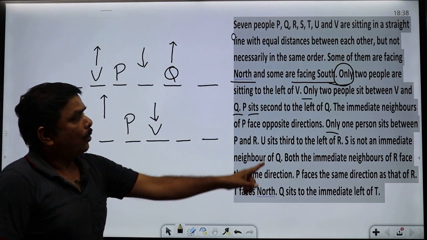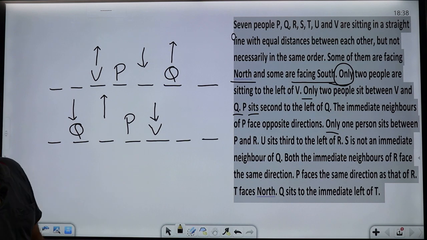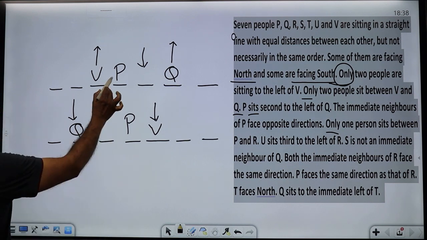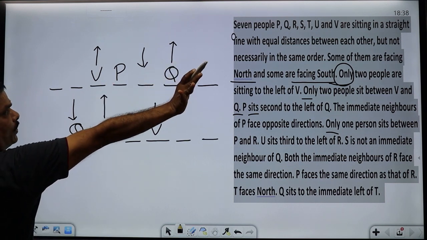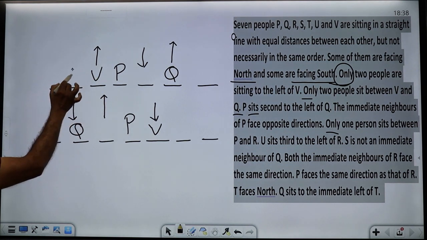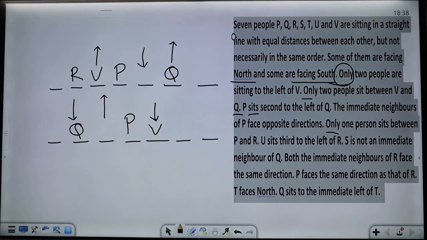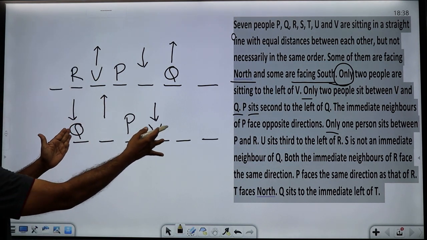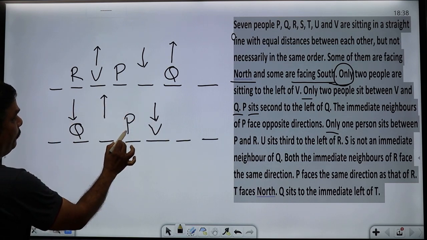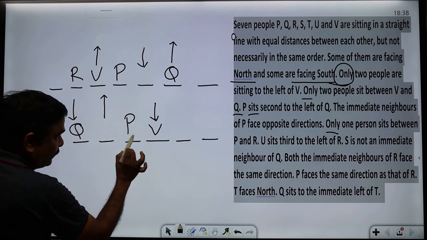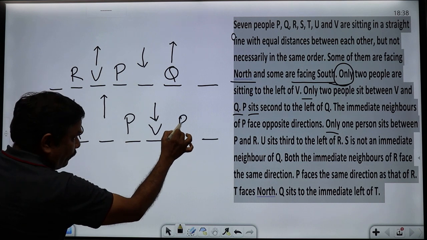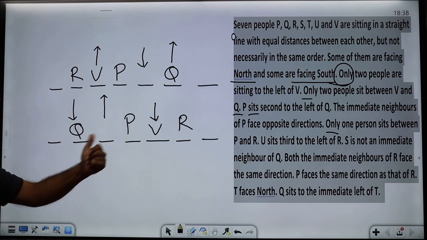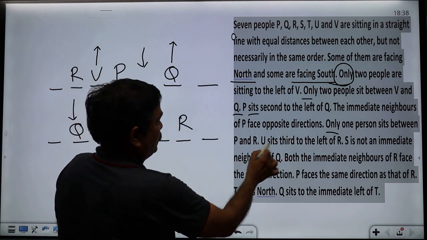This one I am taking. Only one person sits between P and R. Now here, P, one person, R, this side not possible. P, one person, R, simple. Now here also, only one person between P and R. P, one person, R, not possible. P, one person, R, of course, yes. Okay, now go very quick here. Next one, what's the next one here?